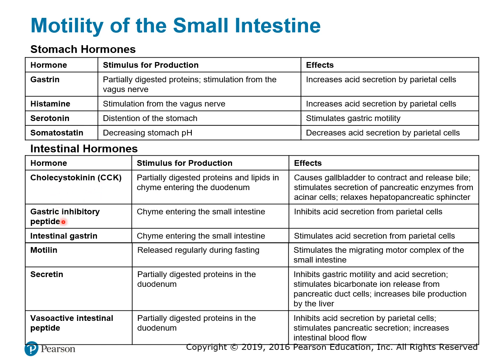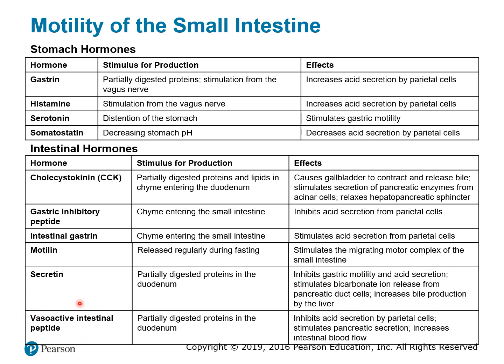Gastric inhibitory peptide inhibits the secretion from parietal cells. Intestinal gastrin stimulates acid secretion from parietal cells as well. Motilin stimulates the migrating motor complex of the small intestine. Secretin is going to inhibit gastric motility and acid secretion. It's also going to stimulate bicarbonate ions that are going to neutralize acidity. These are coming from the pancreatic duct cells, and it increases bile production by the liver.